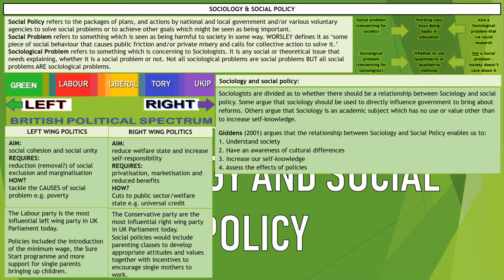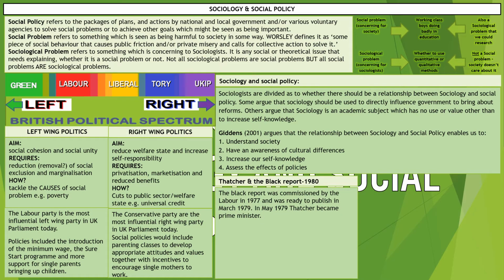But for Giddens, he argues the relationship between sociology and social policy enables the following. It allows us to understand society, to have an awareness of cultural differences, increase our self-knowledge, and assess the effects of policy. So his argument was about how sociology can be used within policy. Now, two big case study examples that are worth mentioning are the Thatcher and Black Report study.